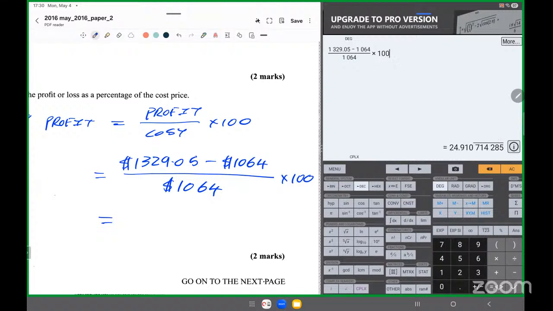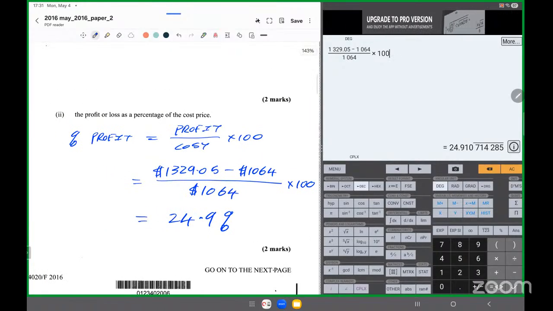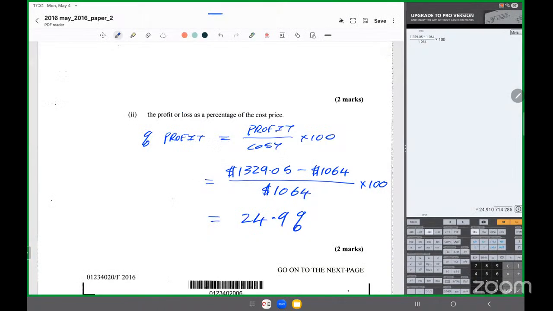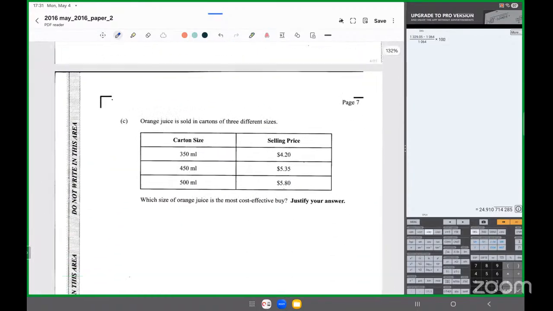So it's 24.9% profit. That is the percentage profit. I guess they'll give it a mark if we put 25. Yeah, 25, they'll give it a mark. But we must still practice to give our answer to 3 significant figures. We put 25, they'll give it.